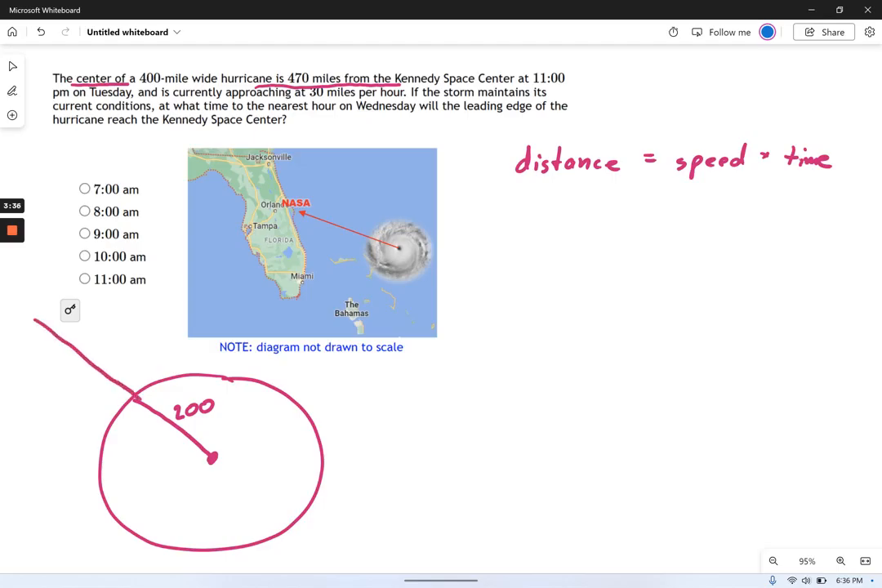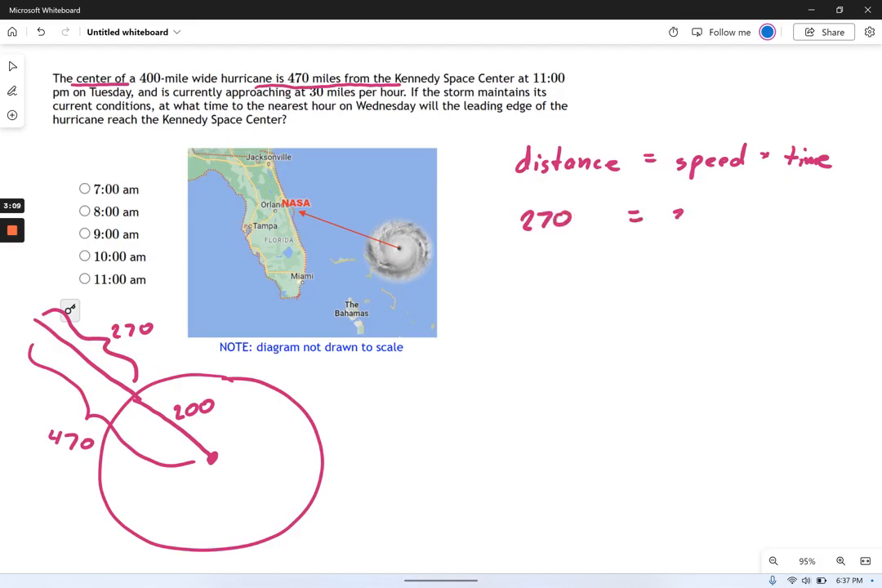See, the reasoning that I'm doing here is this whole distance is 470. So what's this portion right here? Well, it's just the difference between the two of them. That's going to be 270. So it's a little bit of a tricky question. You have to keep in mind the difference between the center and the edge of the hurricane. We don't care when the center gets to NASA. We care when the edge of it gets to the NASA and it starts getting hit with those hurricane winds. So the distance is going to be 270 miles.